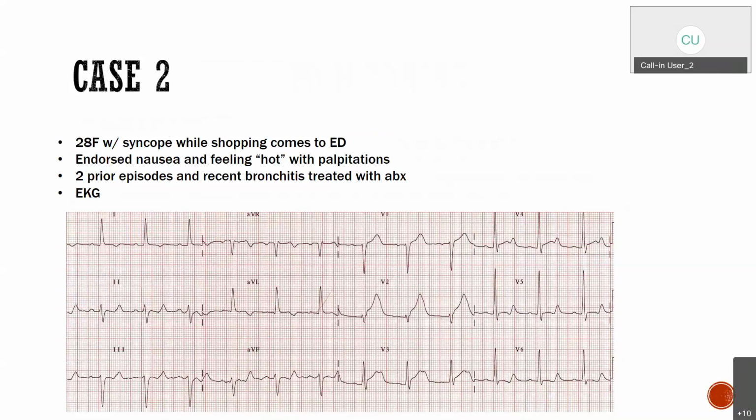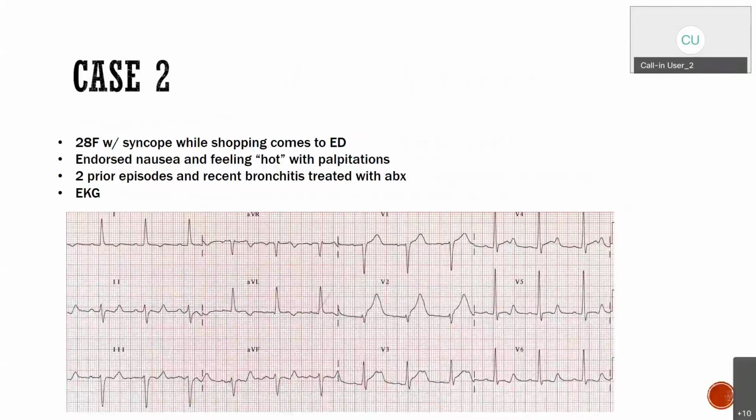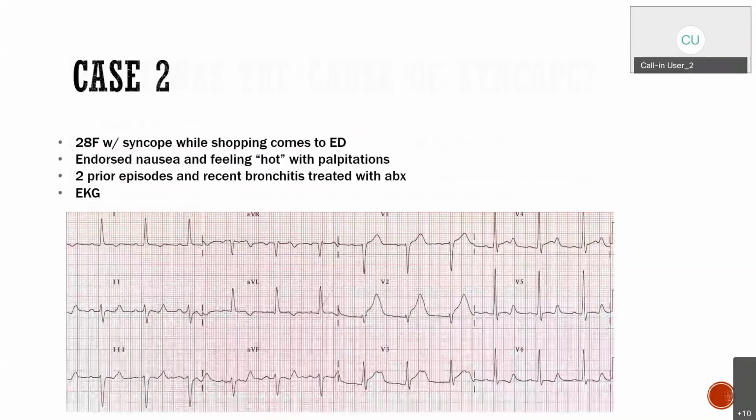Okay. So then here's the question. Good job. What's the cause of this syncope? Is it neurocardiogenic or vasovagal? Is it STEMI? Is this a prolonged QT? Or is it second degree AV block? Vasovagal, I got. How many people think it's vasovagal?